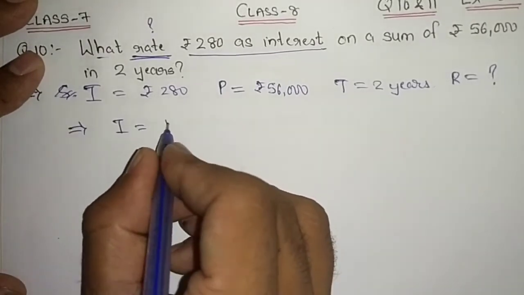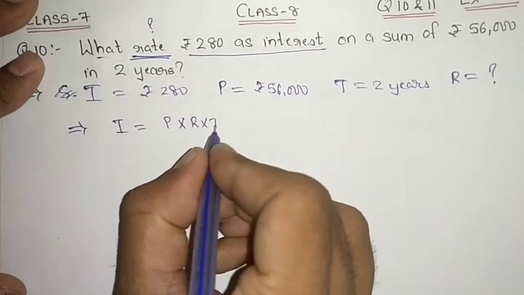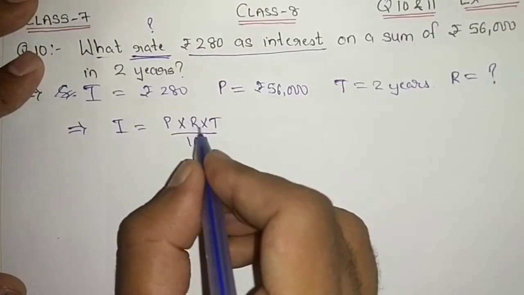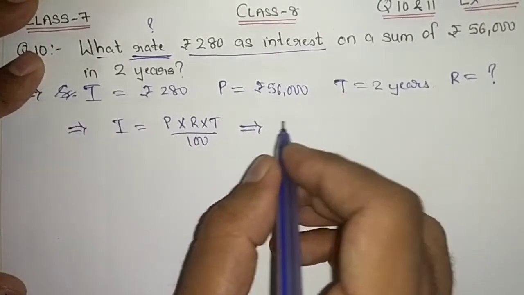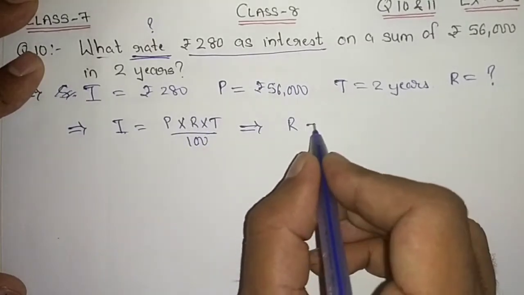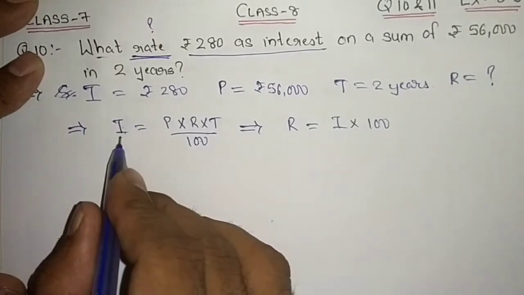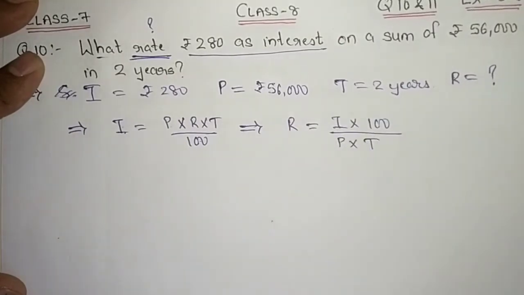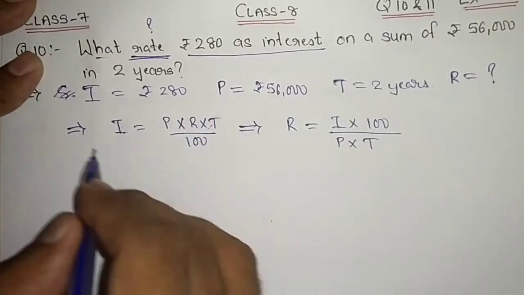I is equal to, we know the formula of simple interest: I is equal to P into R into T divided by 100. Since we want to find R, we will take the other terms to that side. That implies R is equal to I multiplied by 100, divided by P into T. Hope you have understood, because it was in the numerator; if it goes that side, it will divide.